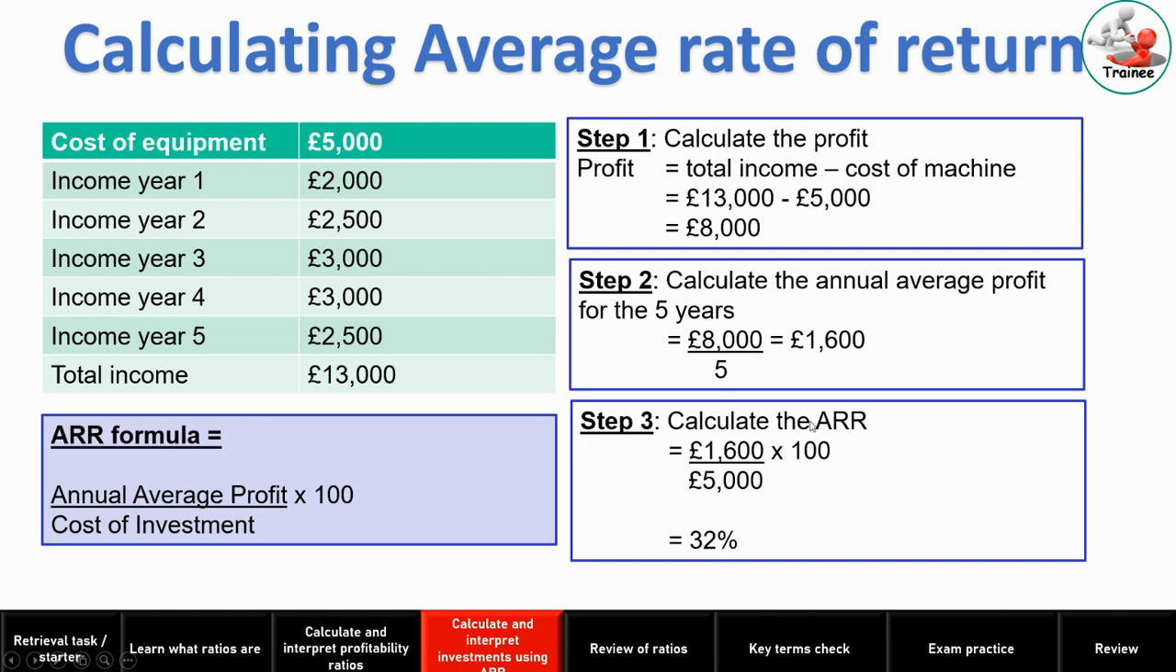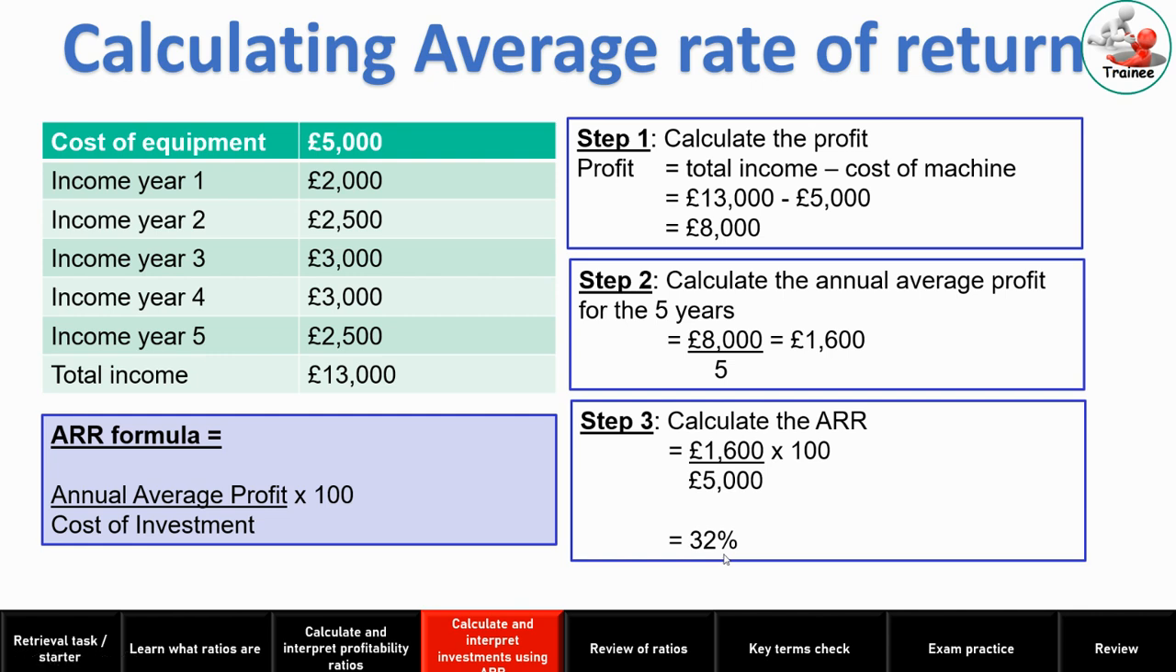Finally, I need to work that out as an average rate of return, a percentage that tells me what percent return I get on my money each year. So we can say that on average each year it makes us £1,600 and it cost us £5,000. And I multiply by 100 to make it a percentage. This tells me that if I buy this machine, I'm going to get a 32% average return. Well, that's amazing, isn't it?